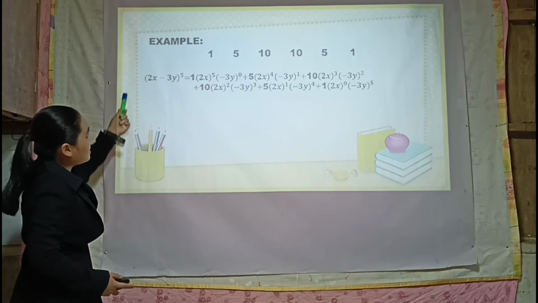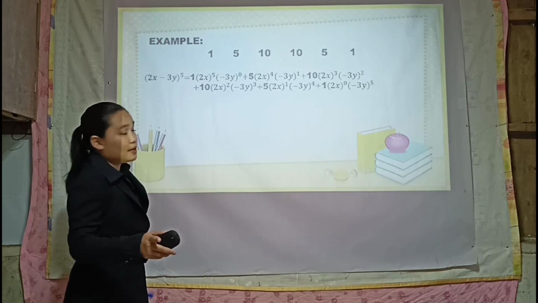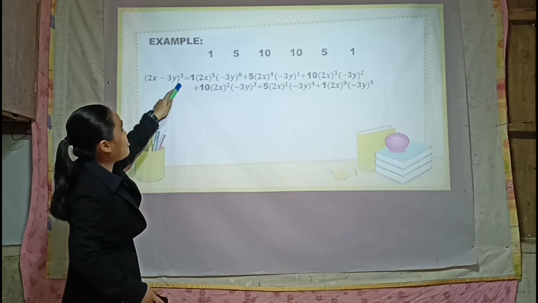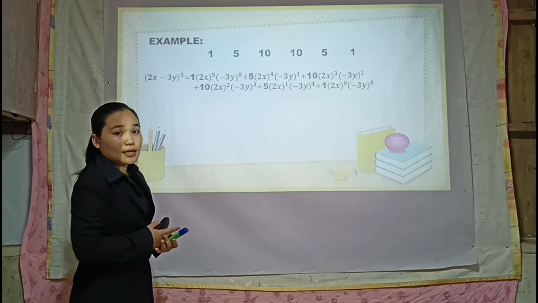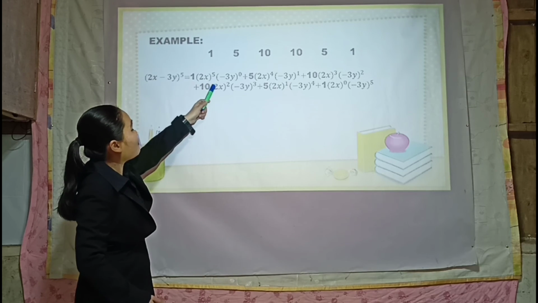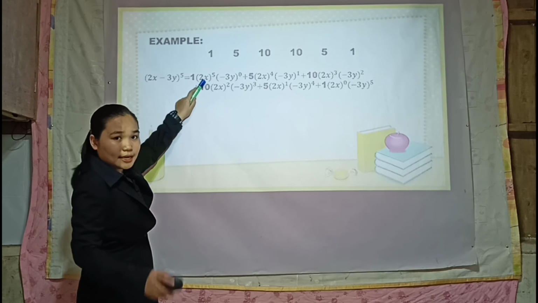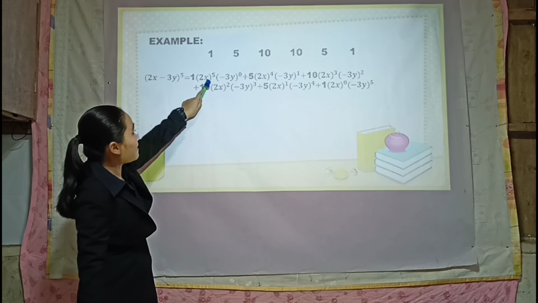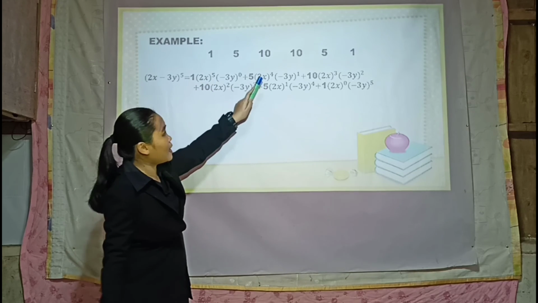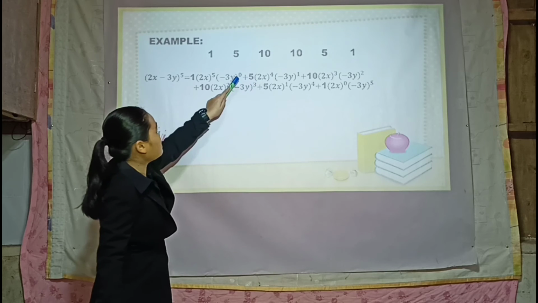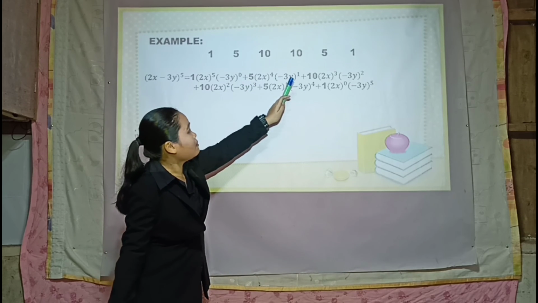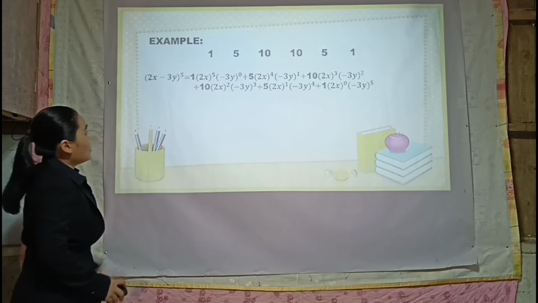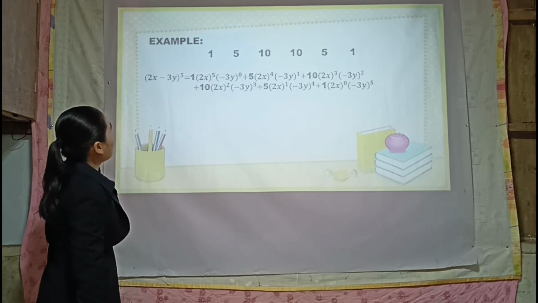So, as you notice, we apply the pattern earlier. Since our n is 5, the sum of the exponents in each term is also 5. And the exponent of a decreases and the exponent of b increases. From 5, it decreases, so in the next term, it becomes 4. From 0, in the next term, it becomes 1 because it increases, and so on. So, let's simplify this answer.